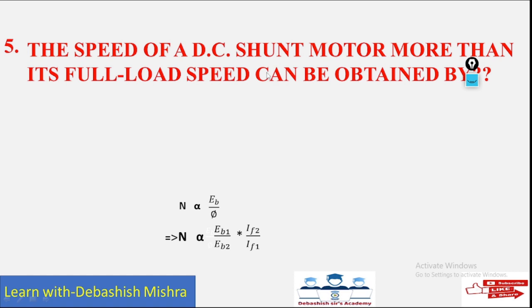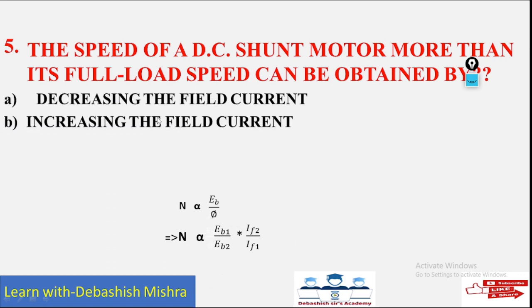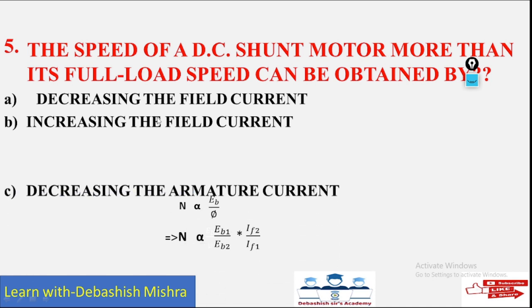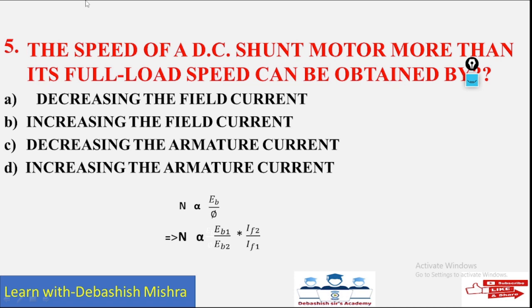The speed of a DC shunt motor more than its full load speed can be obtained by. Just listen to the question. The speed, meaning N, of a DC shunt motor more than its full load speed can be obtained by. Options are: decreasing the field current, increasing the field current, decreasing the armature current, increasing the armature current. So we will see first.